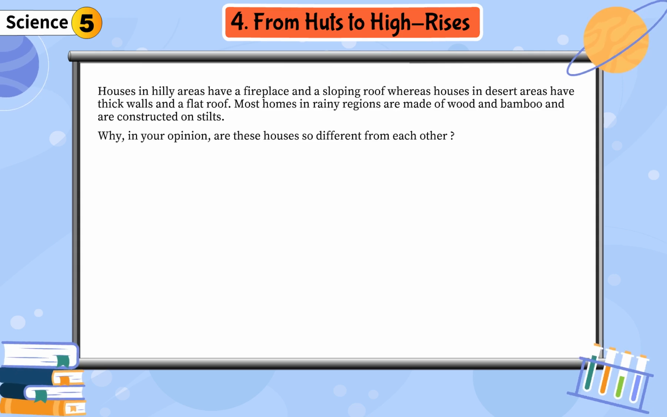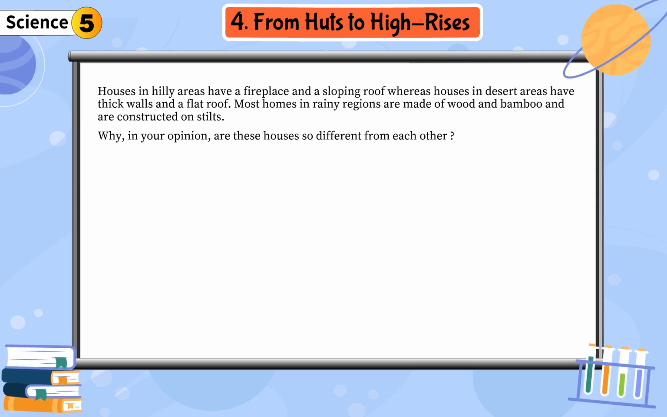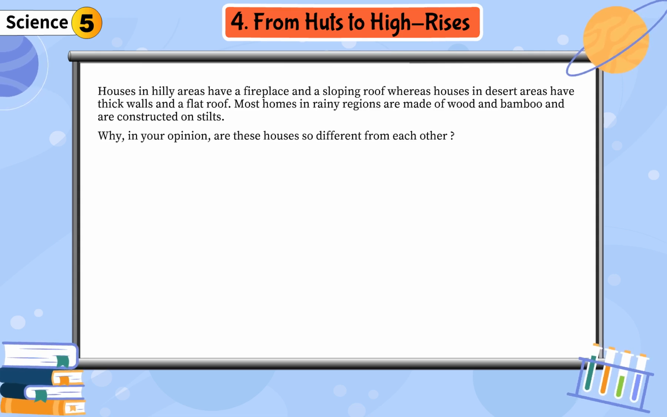Houses in hilly areas have a fireplace and a sloping roof, whereas houses in desert areas have thick walls and a flat roof. Most homes in rainy regions are made of wood and bamboo and are constructed on stilts. Why, in your opinion, are these houses so different from each other?